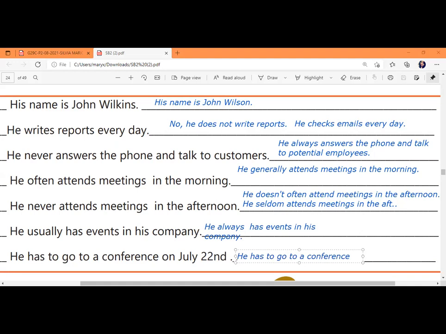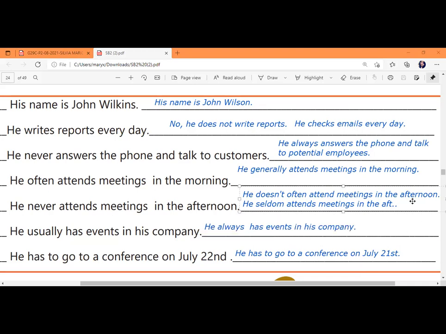On which day? On July 22nd. On July 22nd? No, on July 21, and then we will have a meeting. Yes, on July 21st. On July 21st, okay. On July 21st, he has to go to a conference on July 21st. Very good. So we have the possible answers here for our exercise.